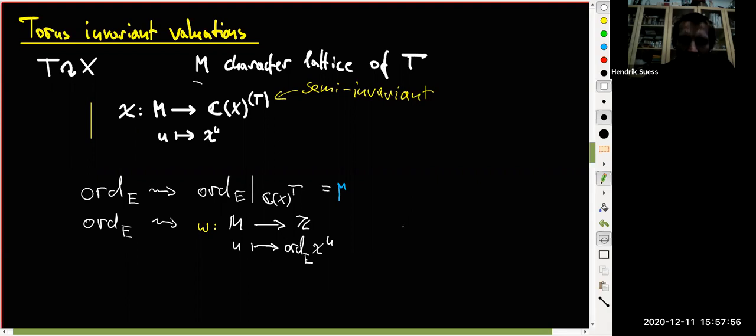And it's not hard to see that this is necessarily a linear map. So in other words, we can see W as an element of the co-character lattice, so of the dual lattice corresponding to M. These two objects which I associate to a valuation on X will play a particular role in what's coming next. I feel that I forgot to tell you something, but we will see.